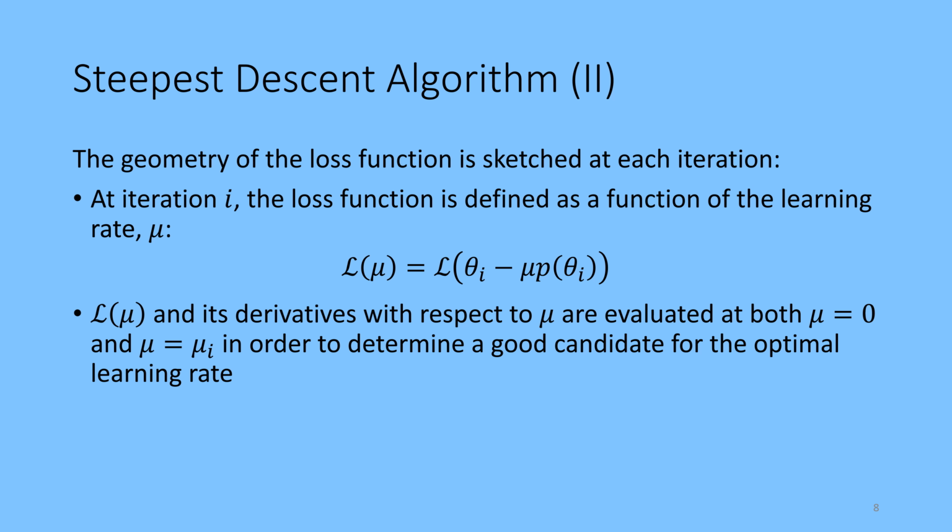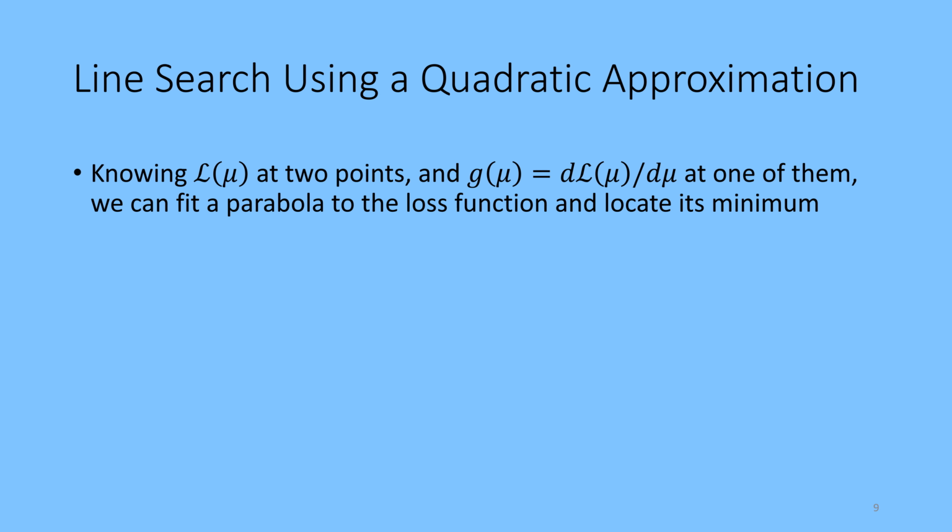To avoid instability, this value is limited to the range between mu equal to 0 and mu equal to the tentative rate. Knowing the value of the loss function at 2 points and its slope at least one of them, we can fit a parabola to the loss function and locate its minimum.